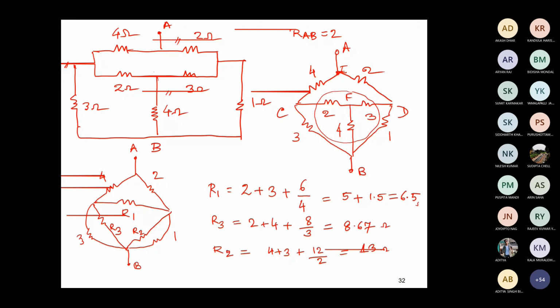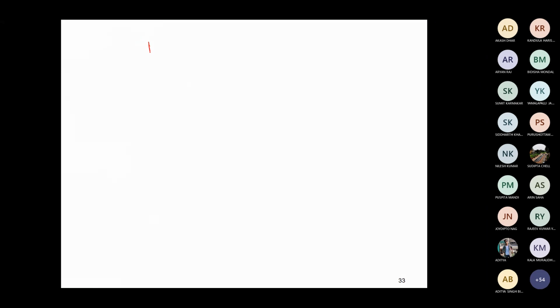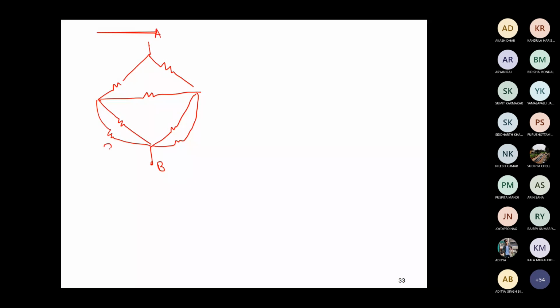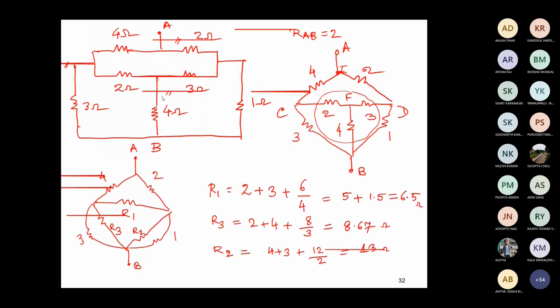So once you have that, I'll go to the next slide. What value we got in the previous slide? R1 is 6.5. So here it is 6.5. This 2 is 4 and 2. And this is 13. R2 is 13. R3 is 8.67.